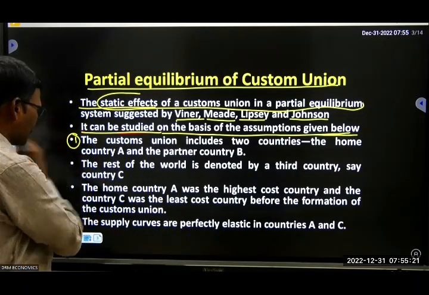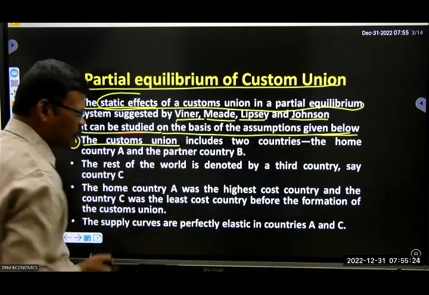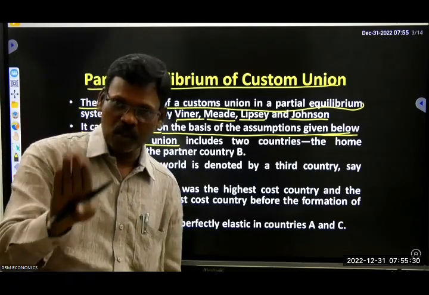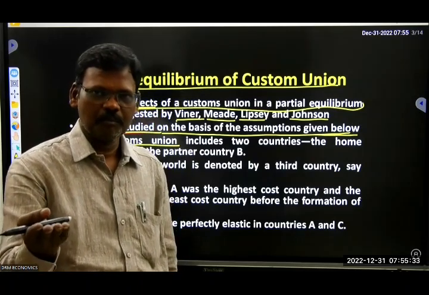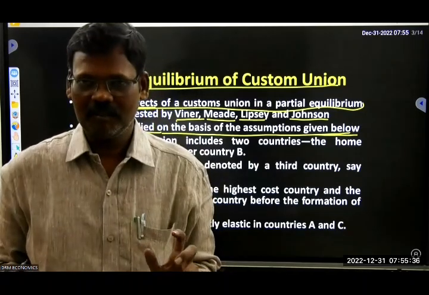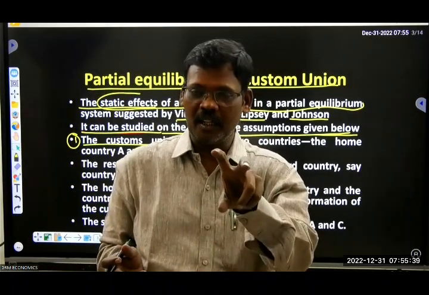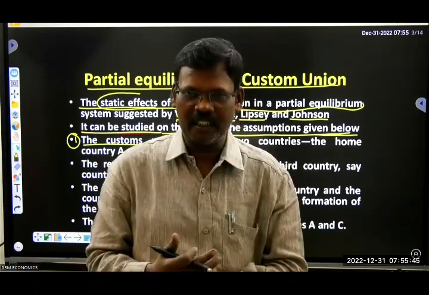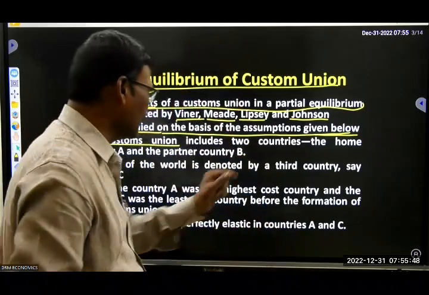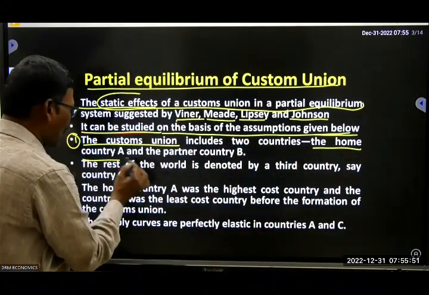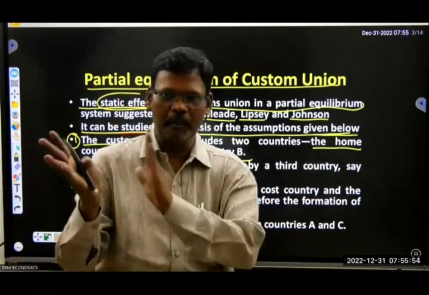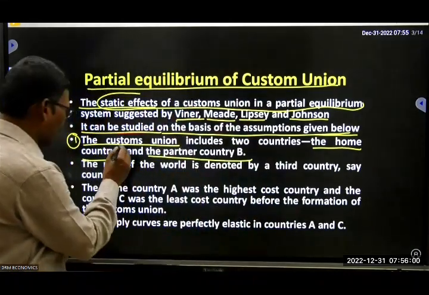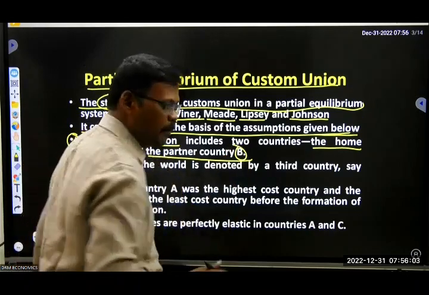The first assumption is that the customs union includes two countries, a minimum of two, and there could be more than two. Here we are taking two countries as an example. I already told you a customs union is an agreement between two or more than two countries, but all are neighboring countries. So for the explanation we take two countries: one is the home country and another is the partner country, A and B. A may be India and B may be a neighboring country, say Bangladesh.